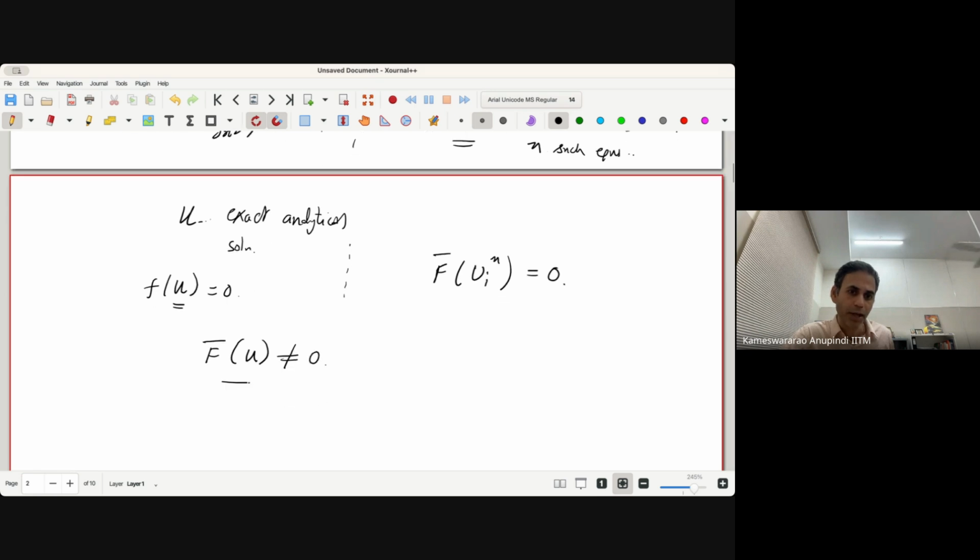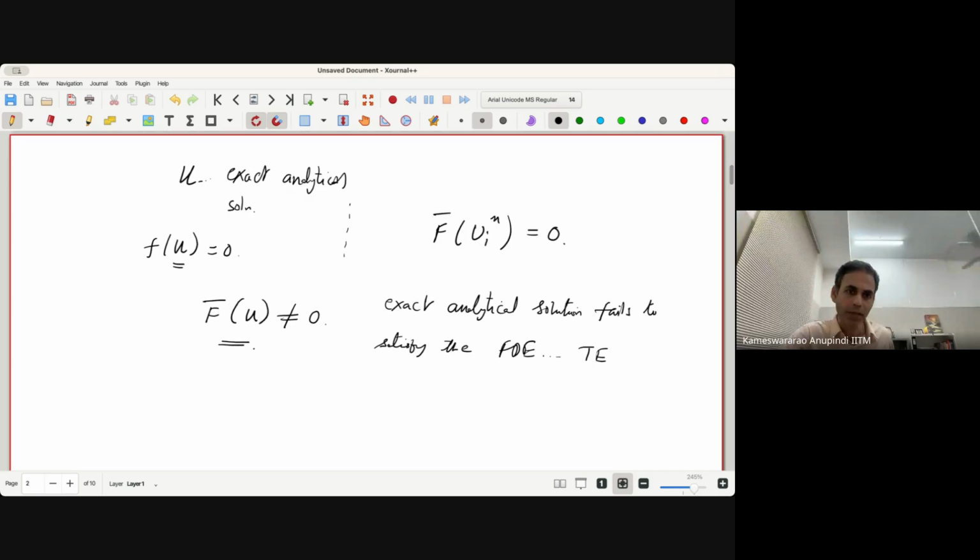And then we said the amount by which the exact analytical solution fails to satisfy the finite difference equation is known as the truncation error. That means this is not equal to 0, and the value that it is not equal to 0 is the truncation error for this problem. F of little u is the truncation error.